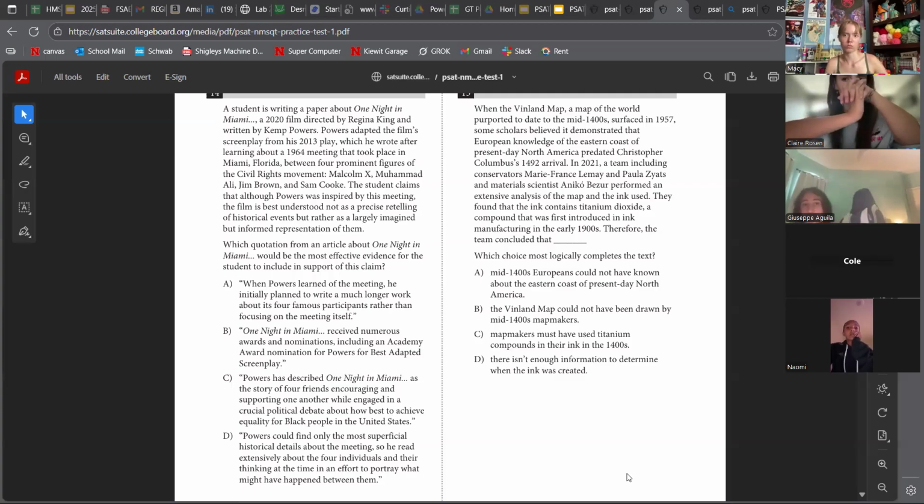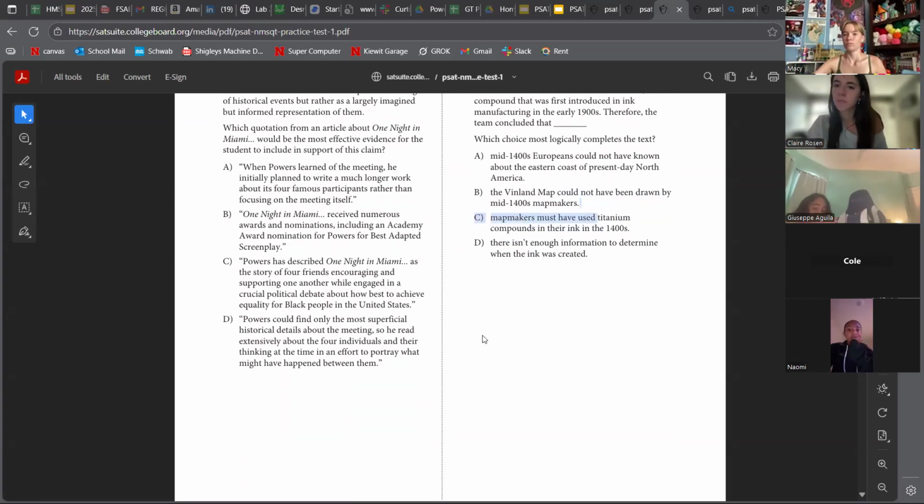Okay, cool. And then Cole, number 15. I put B. Yep. So basically they were trying to find out if it was made in the 1400s, but here they found that the ink was only used in stuff first produced in the 1900s. So there's no way that could have happened. So B is the correct answer there.